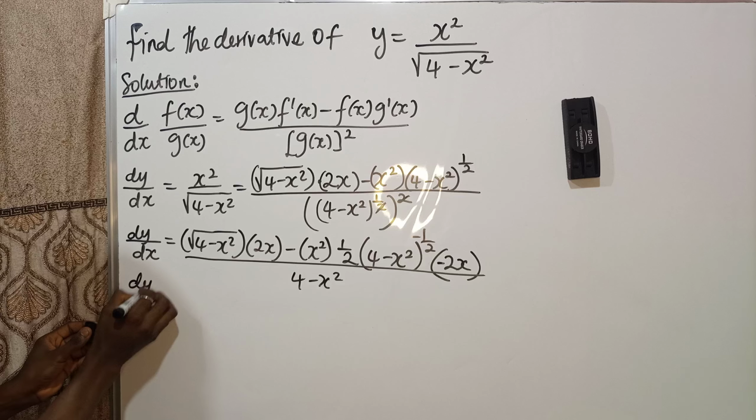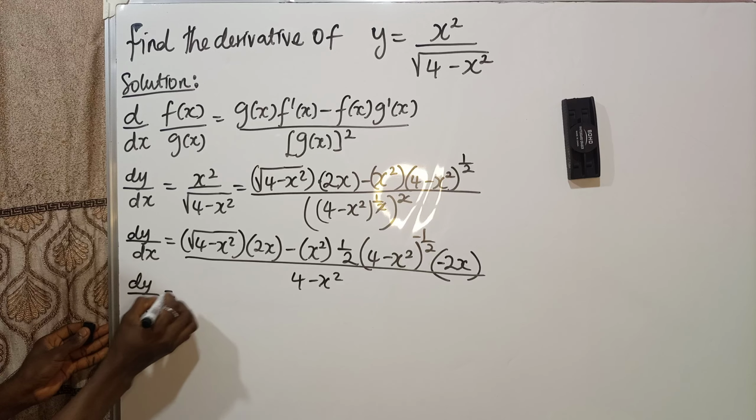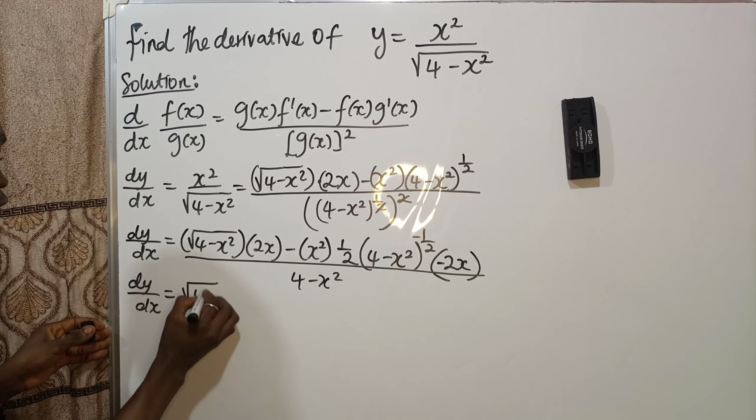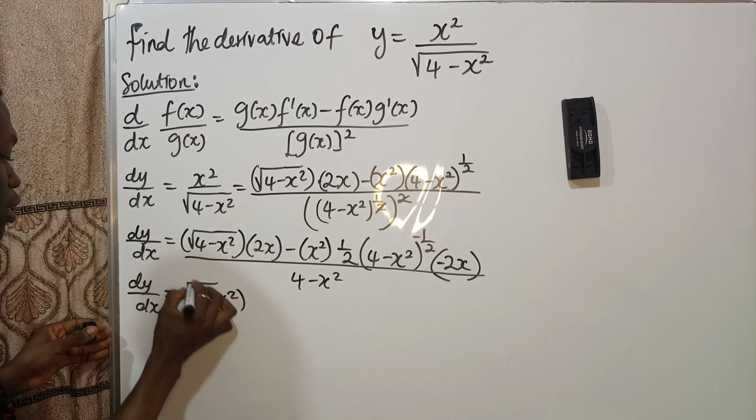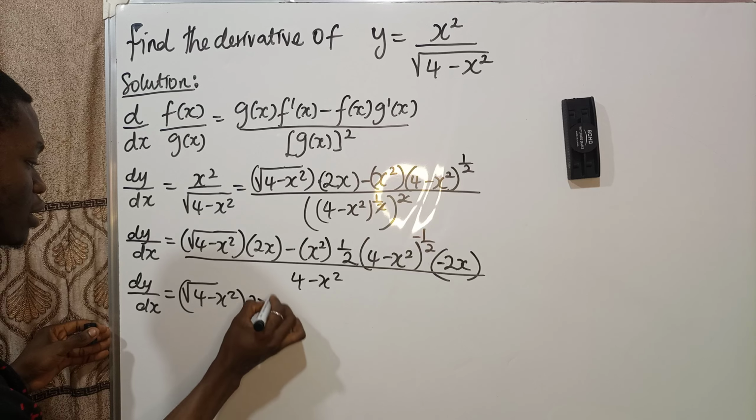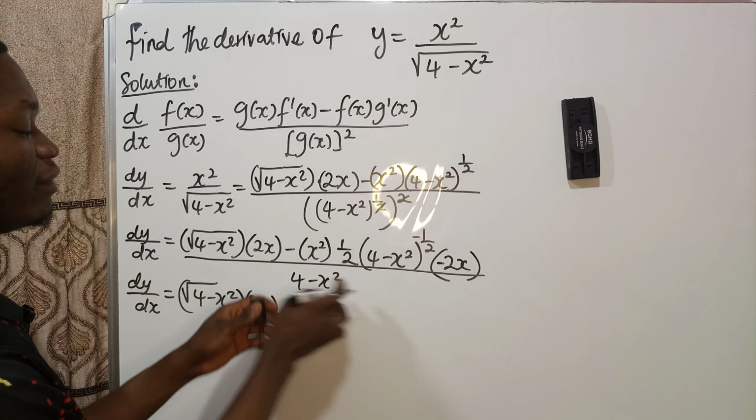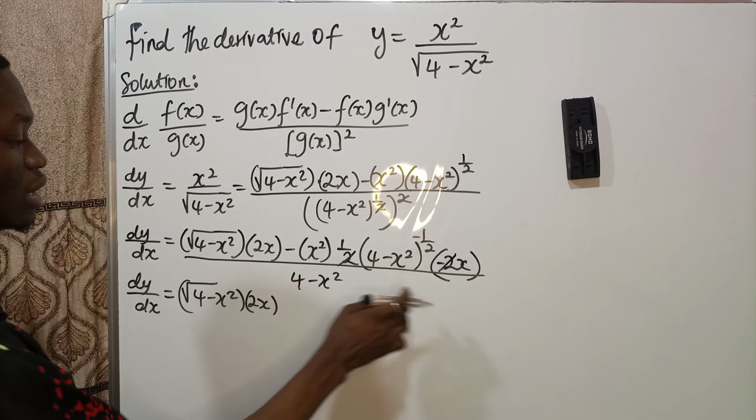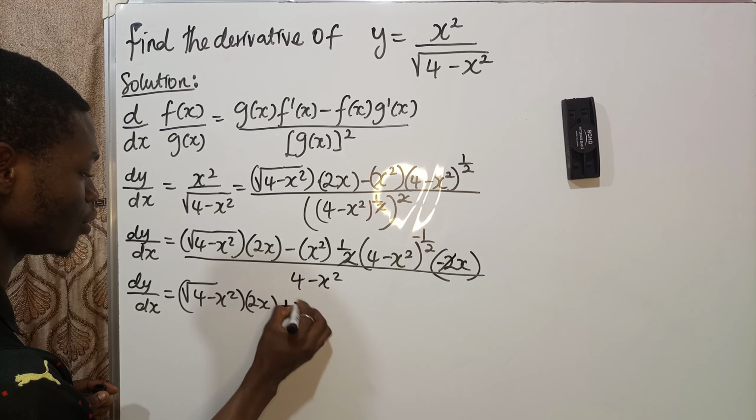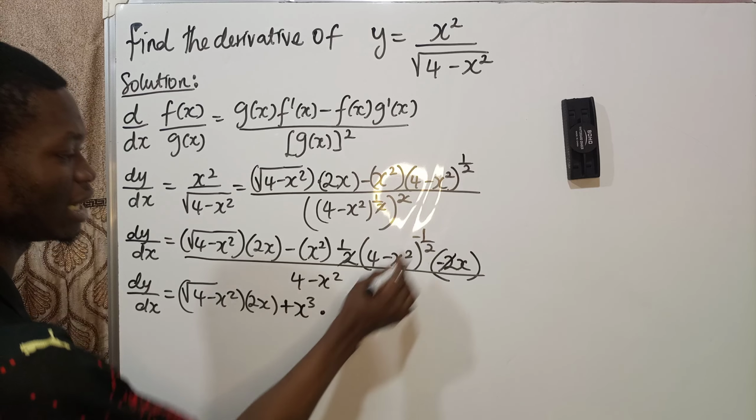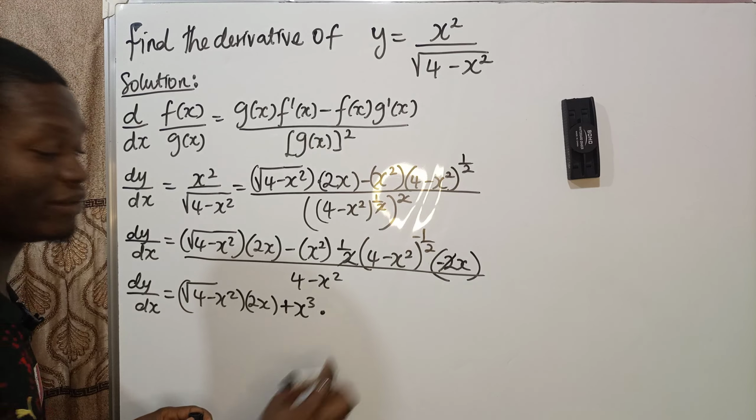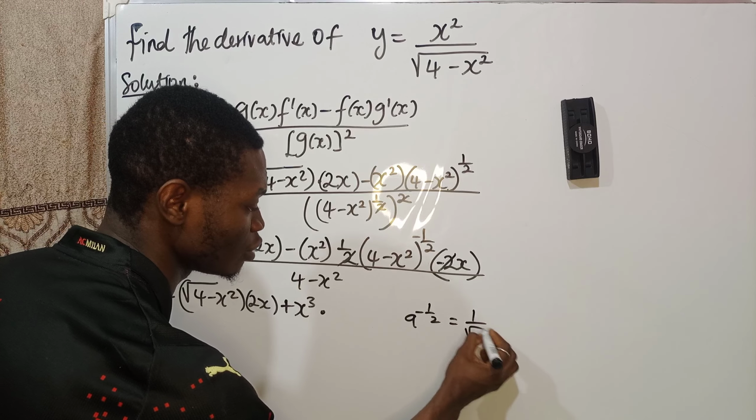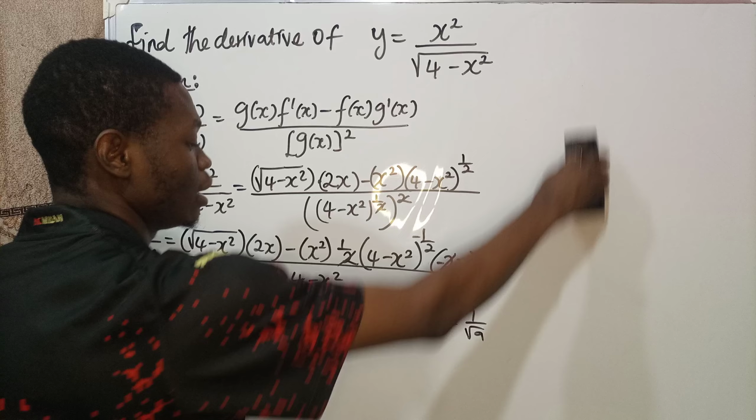Now dy over dx will be the square root of 4 minus x squared times 2x. Now we multiply everything. This one can cancel out this one, leaving us with minus x times this, which will now be plus x cubed. Now I can do this using negative indices. If you have a raised to minus 1 over 2, that is 1 all over the square root of a. So I'm going to use it here.